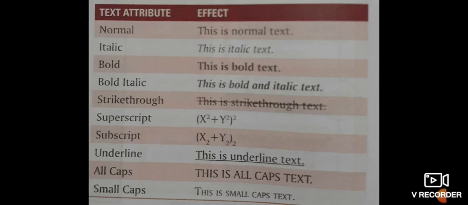Normal text means without any text attribute. Next is italic text, which has the text attribute of italic, meaning the text is tilted. Bold makes the text thicker and darker. Bold italic has both bold and italic text attributes. Strikethrough is text struck through with a single line.